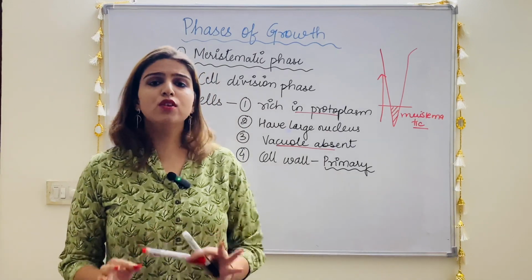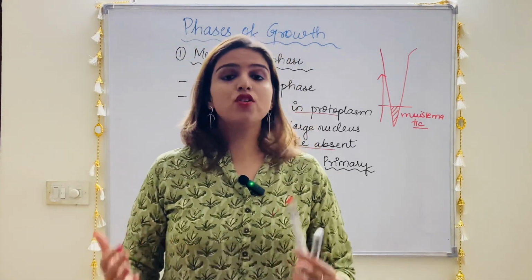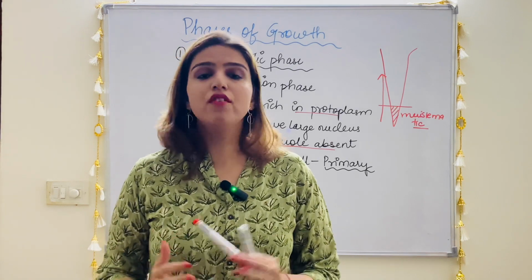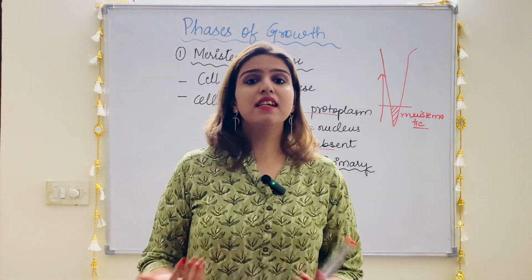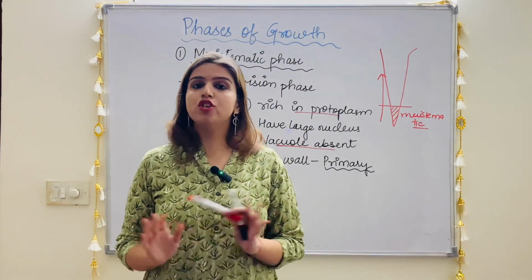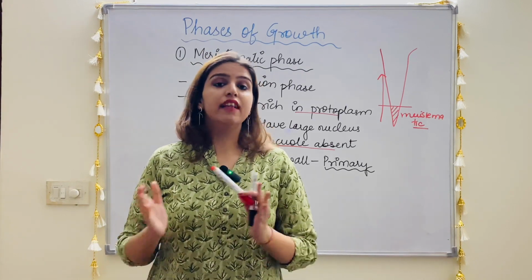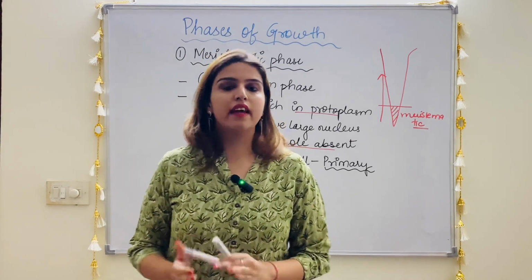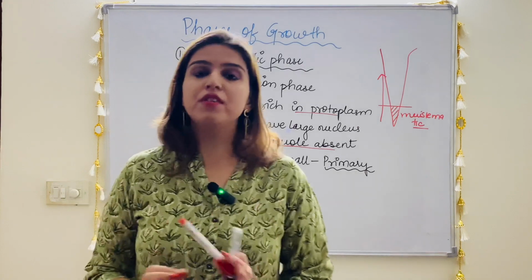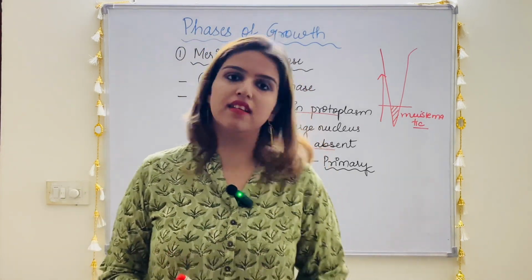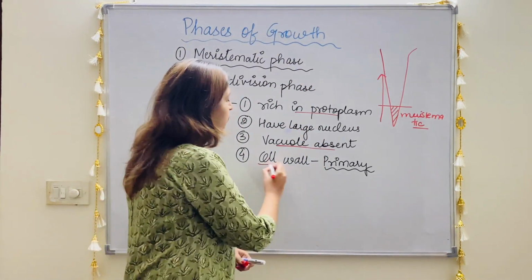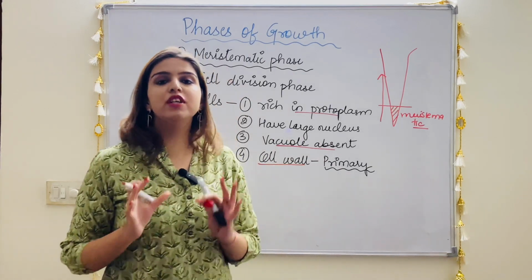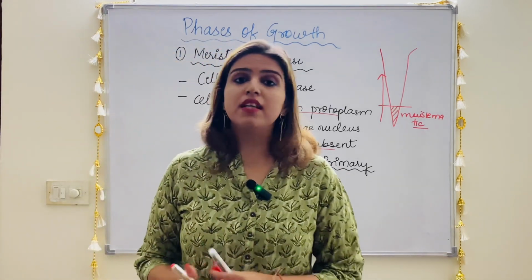See, the vacuole's function in plant cell is to store waste materials and reserve food basically. These cells are quickly dividing. They're not generating a lot of waste and they don't need to store anything. Therefore, vacuoles are absent in these meristematic cells. The next feature is the cell wall in these cells is of primary type. What is a primary cell wall?